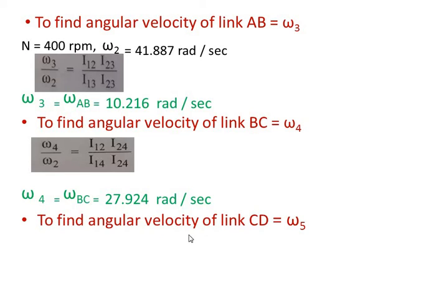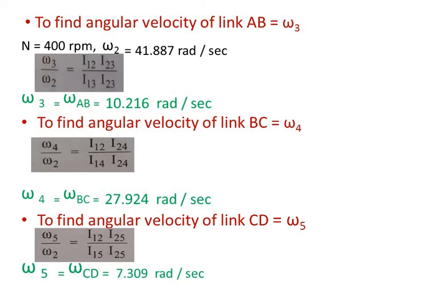Now next is to find the angular velocity of link CD, that is omega 5. Again write the equation: omega 5 upon omega 2 is equal to, I25 on both the sides. I12 will be in the numerator, I15 will be in the denominator. Then measure the distance between I12 and I25 divided by the distance between I15 and I25. So don't take the scale over here as we are taking the ratio. So you will get the actual velocity of omega 5, that is equal to 7.309 radian per second.